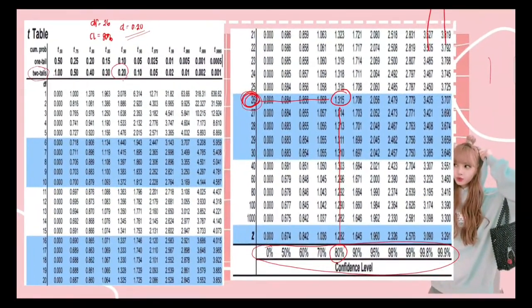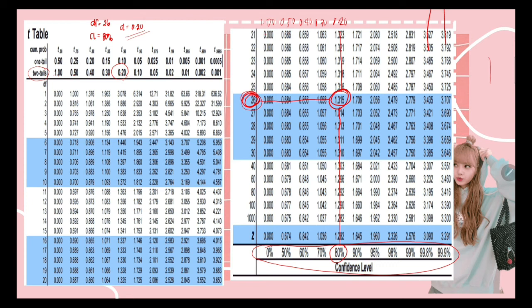So, let us see. We have here 0.20. Pang ilan ng 0.20 natin? We have 1, 2, 3, 4, 5. Dito sa taas, we have 1.00, 0.50, 0.40, 0.30, and 0.20. Okay, dito po yung panlima. Kunin natin yung intersection nila ng 26. We will also get 1.315.